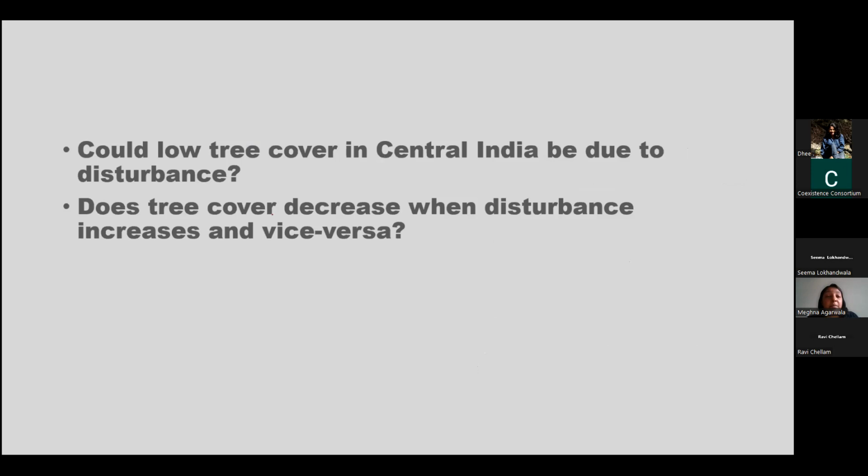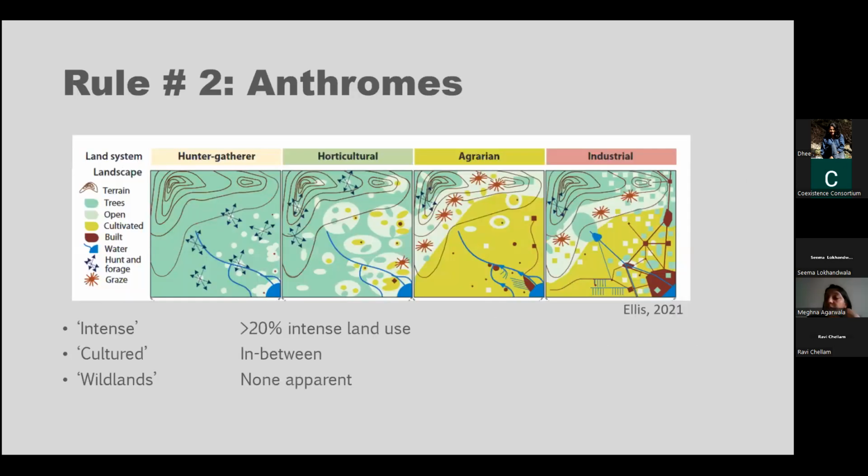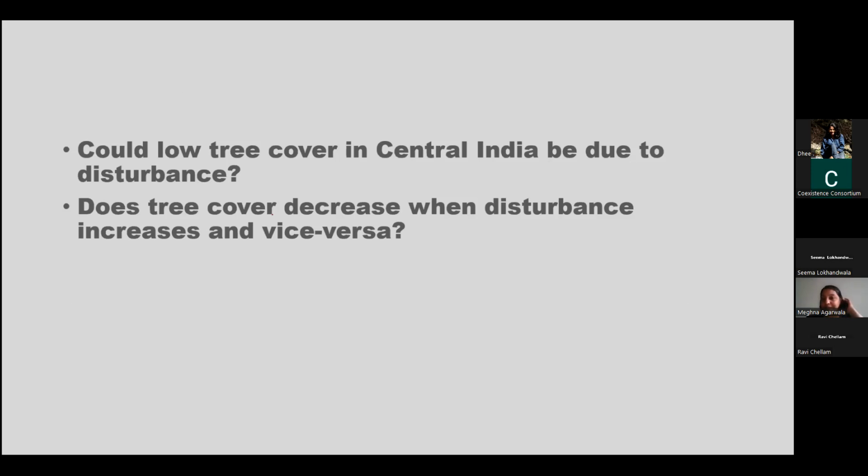So the question becomes, is the low tree cover in central India due to disturbance? And like we've seen the tree cover increase and decrease, is the tree cover changing because of a change in the disturbance regime? I hope this is clear up till now.